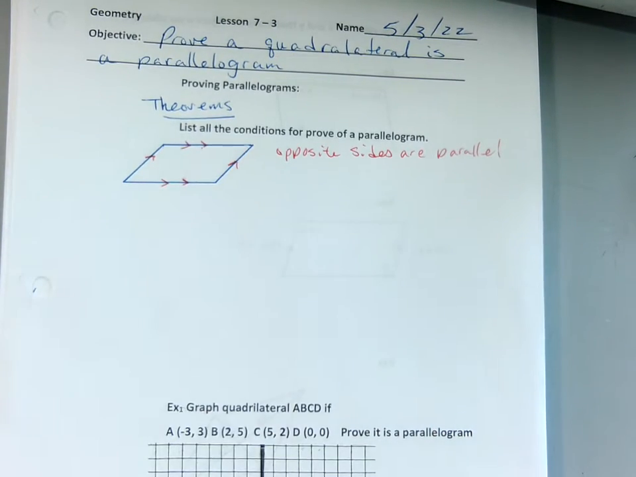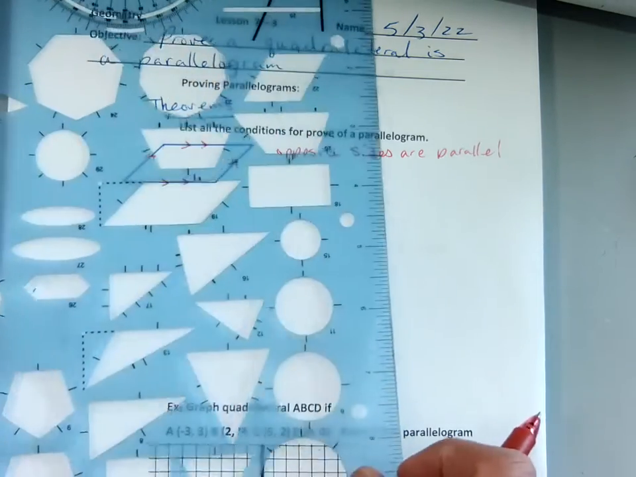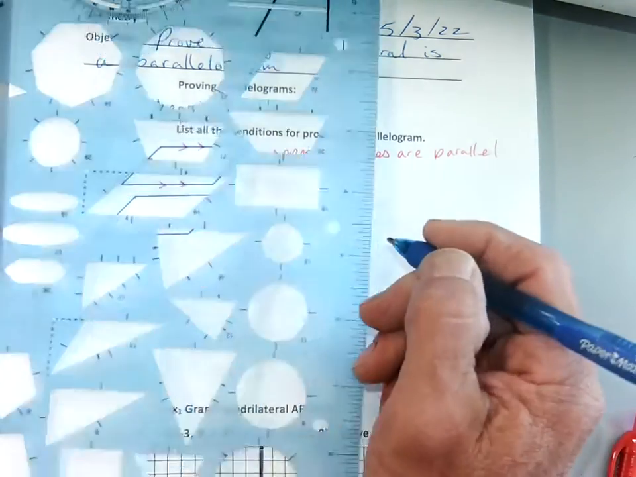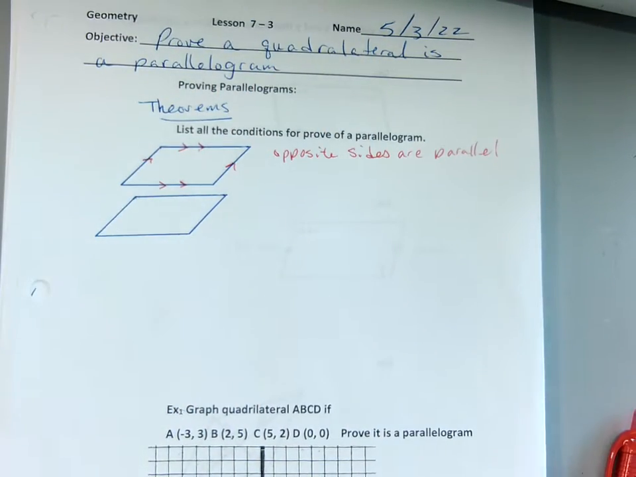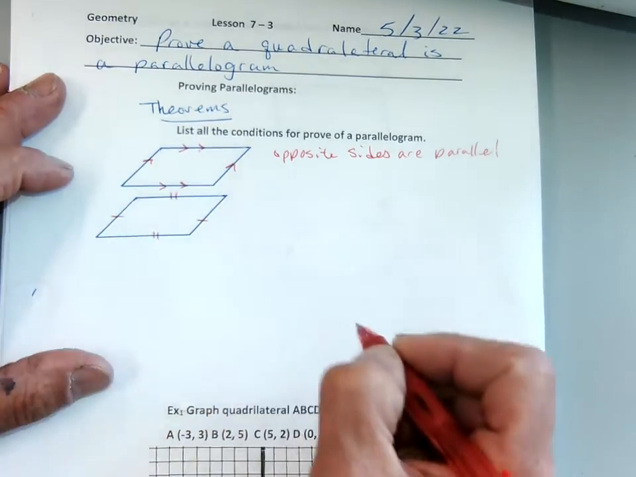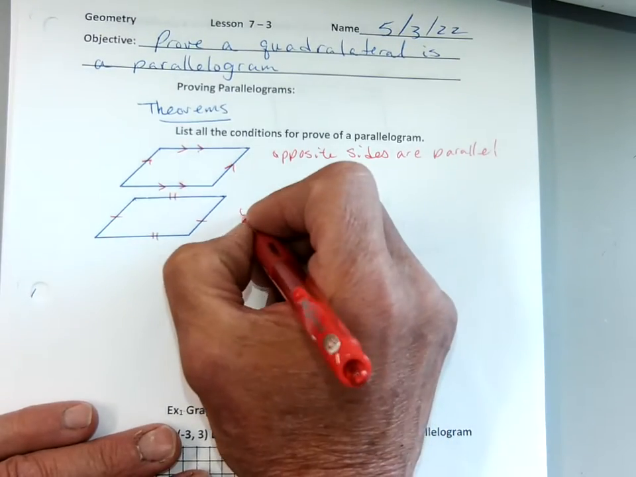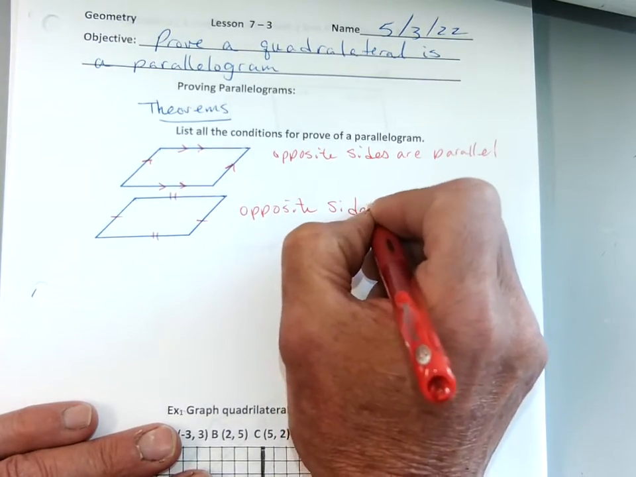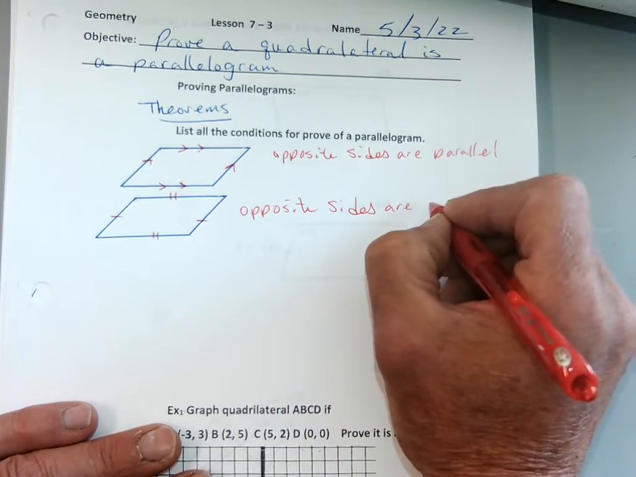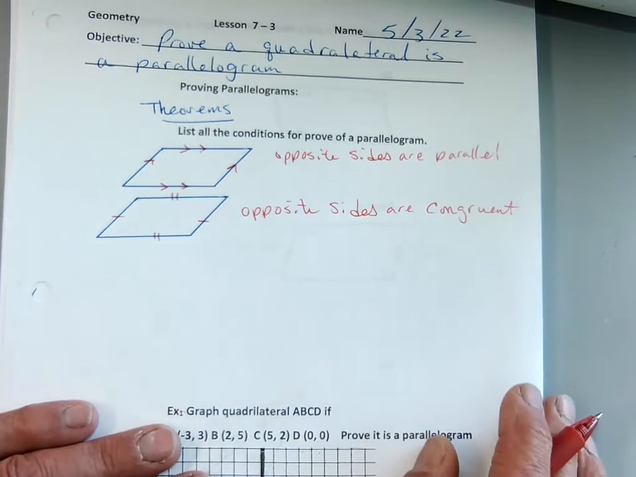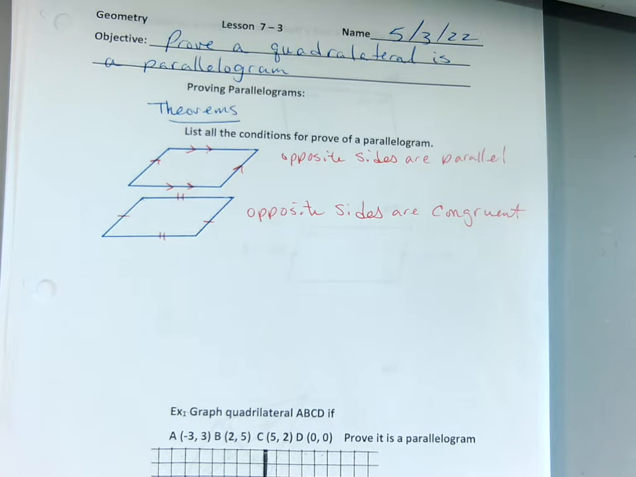The second case that our theorems give us, if it looks like this, then we know that if opposite sides are congruent or equal, same word, congruent, equal, same thing. Why don't we just use equal instead of congruent? Well, there's a reason. Okay, so if opposite sides are equal, it is a parallelogram.